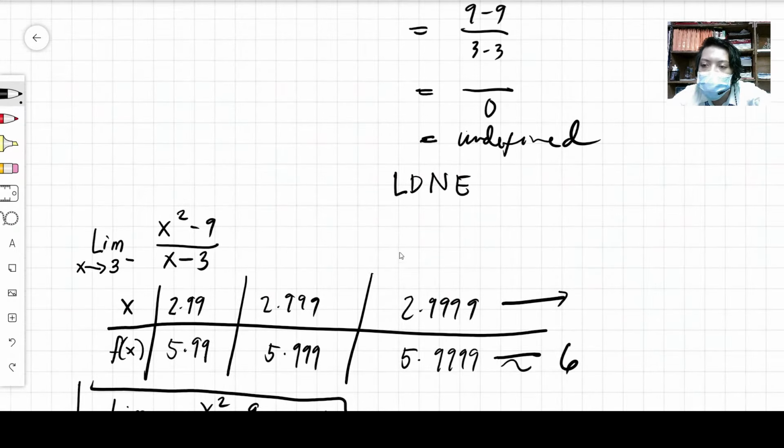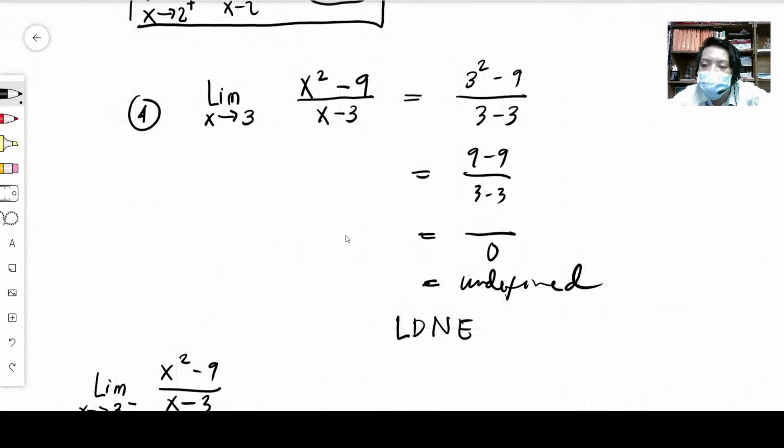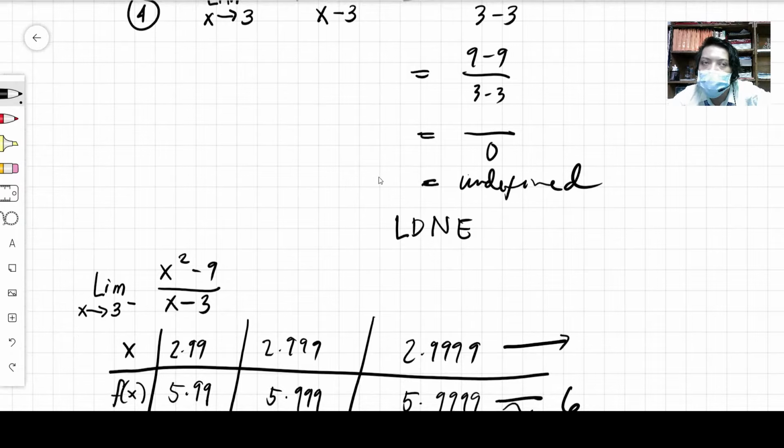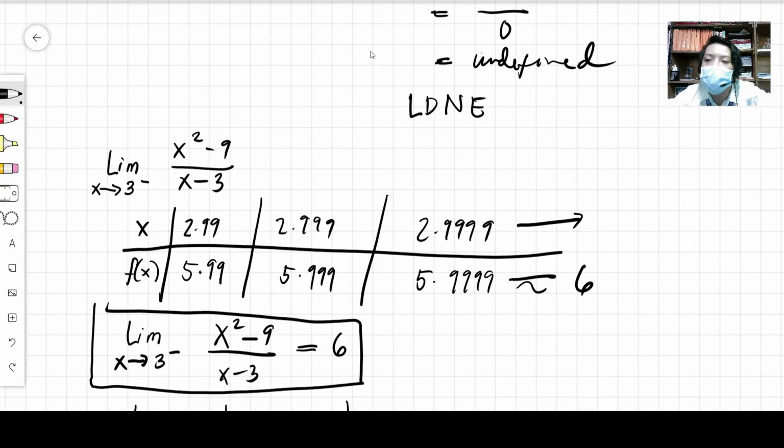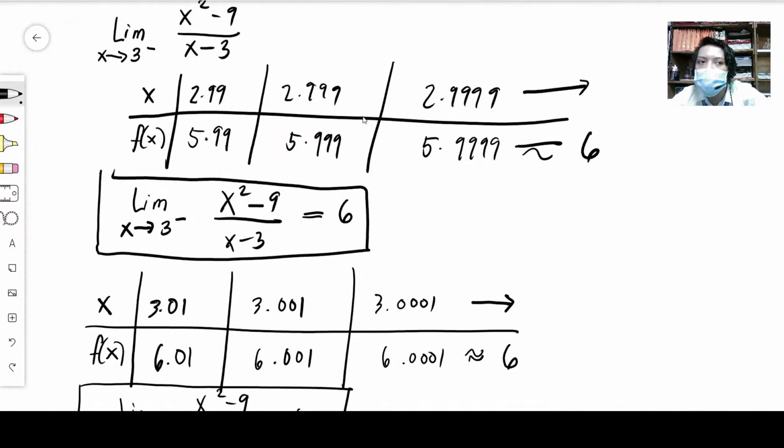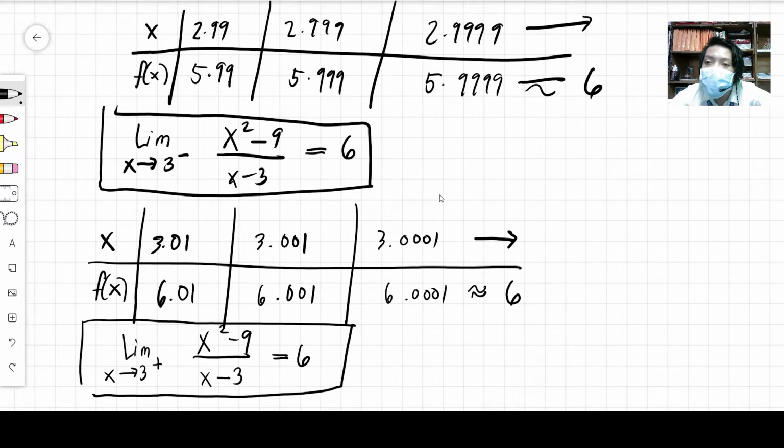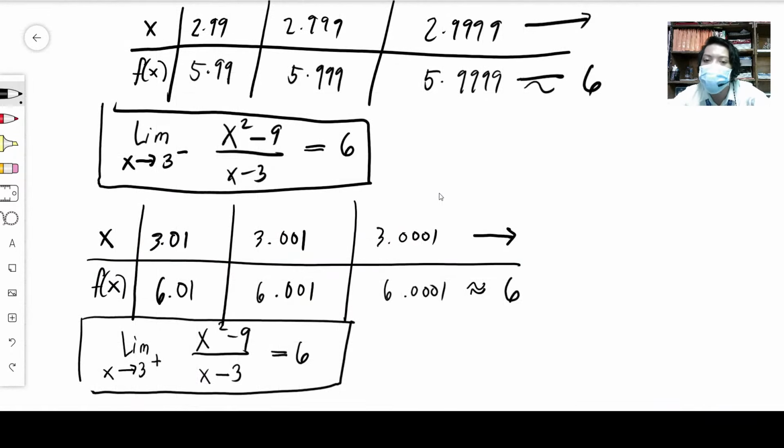Earlier, with direct substitution, your result is undefined, and you might conclude that the limit does not exist. But that's not the case, because according to the definition, the limit is the value of the function as a certain variable approaches a certain number, in this case as x approaches 3. Also, the limit of a function exists if the right-hand limit and the left-hand limit of that function are equal.